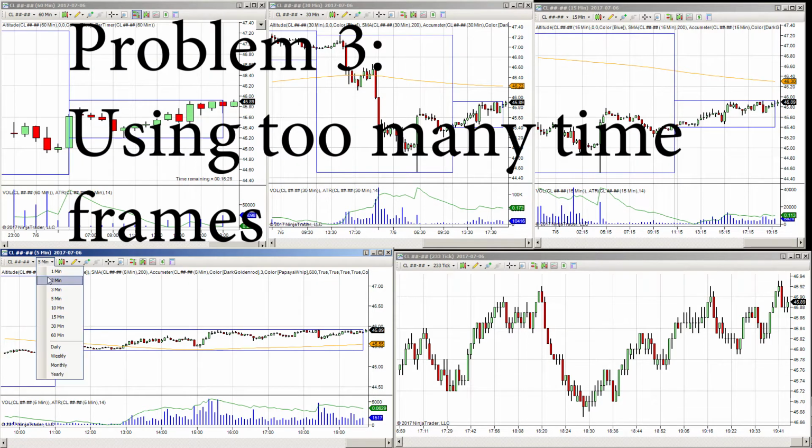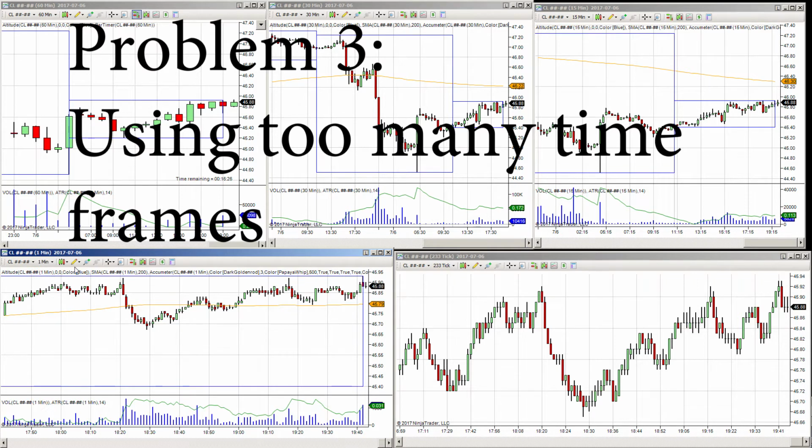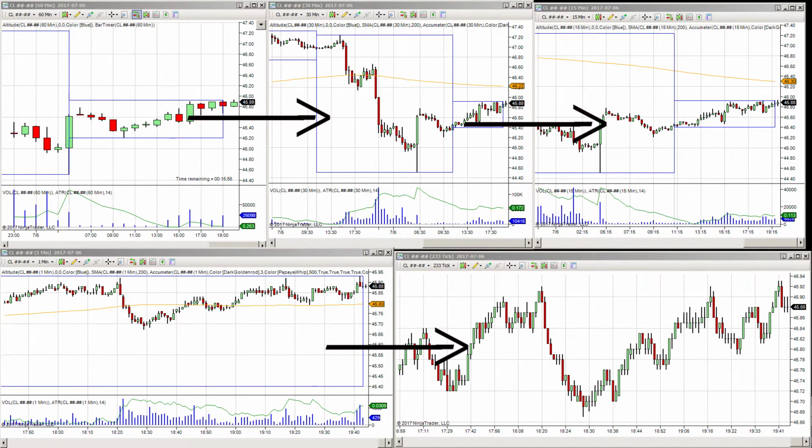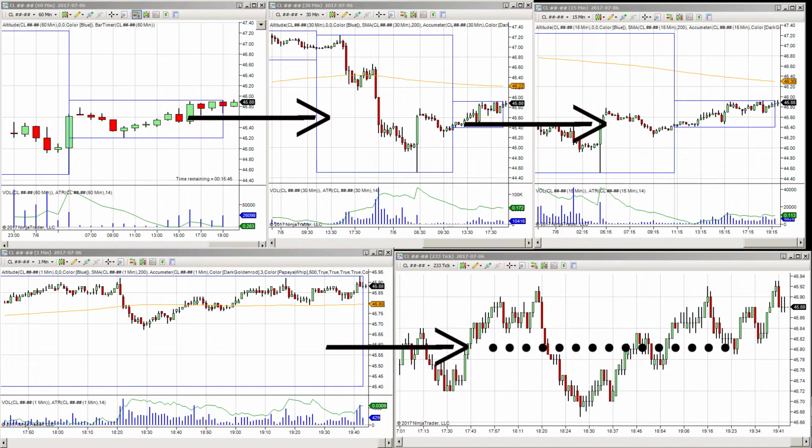Problem 3. Using too many time frames as reference. Say you want to make a trade on a 1-hour chart. You see an entry signal and you drill down to the 15-minute chart to see if you can get a better price. Once you're on the 15-minute chart, you drill down even further into the 5-minute charts. From there, you go down even further into the 1-minute tick and range charts. The fact is that this can cause analysis paralysis with multiple time frame confluence.